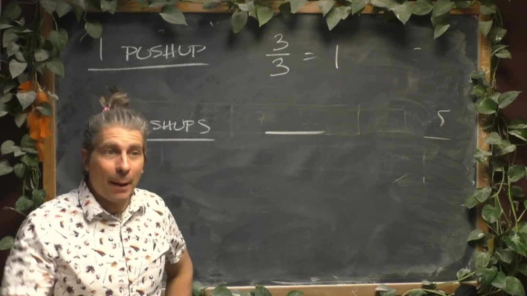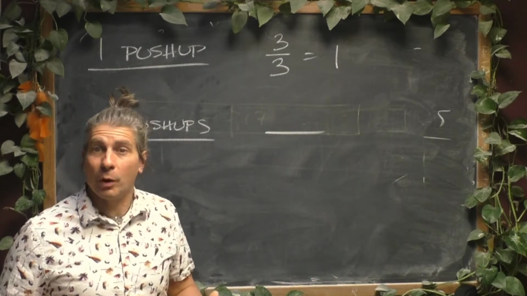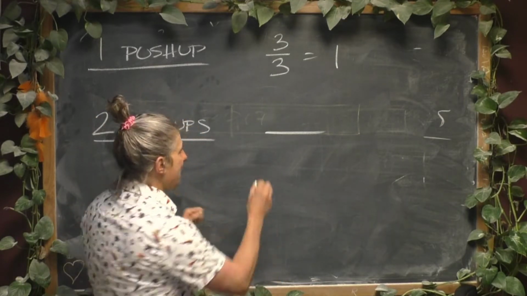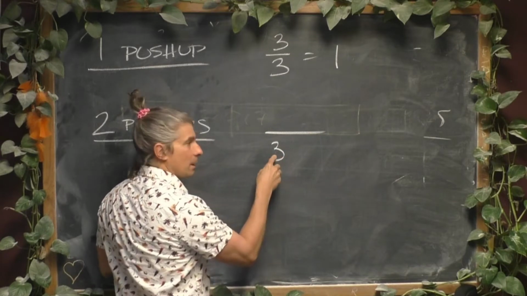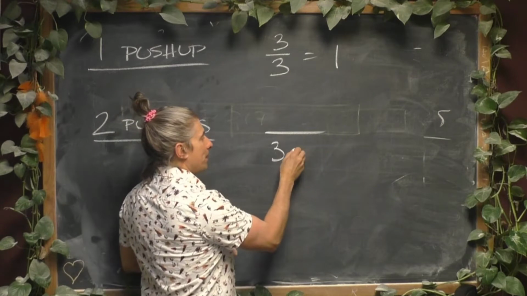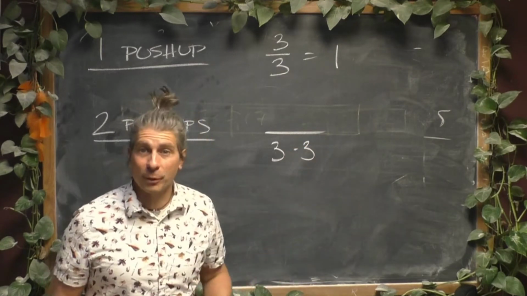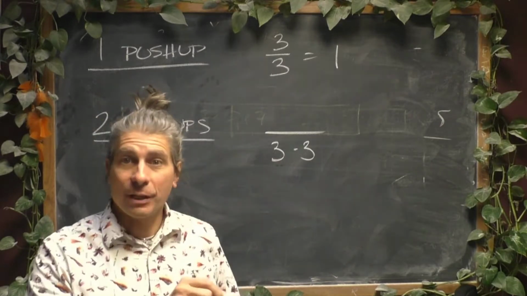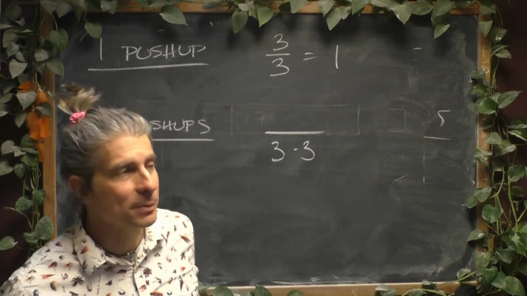Let's first figure out how many ways we could actually do 2 push-ups in total. Well, the first push-up can be any of 3 ways. Either a 1, a 2, or a 3. The second push-up could also be any one of 3 ways. That's the total number of ways that you can do 2 push-ups: 9.